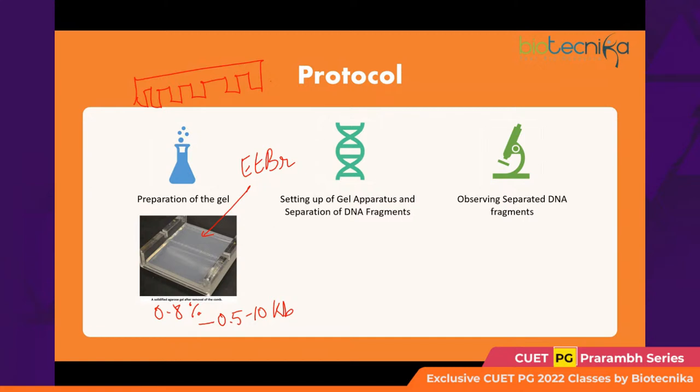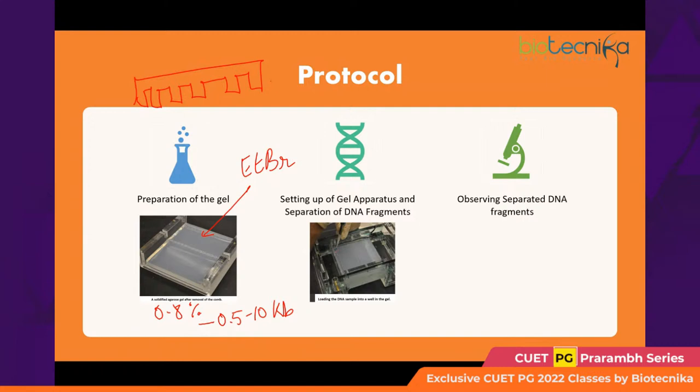Now, in the next step, we have to set up the apparatus. We will put this gel inside our buffer tank. Then we will put our buffer also, and we will cover the gel with the buffer. Once the buffer has been put, the next step will be loading of the sample. The ETBR is added in the gel itself.